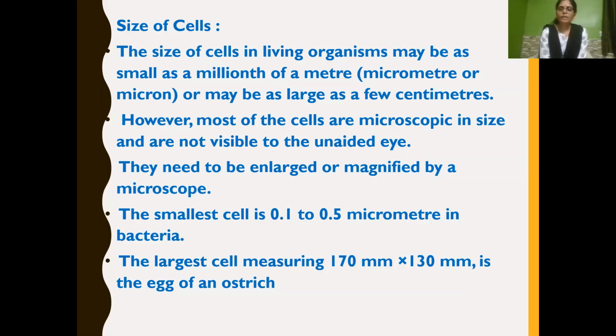And the largest cell, measuring 170 millimeter into 130 millimeter, is the egg of an ostrich. Give one example of the smallest cell: the cell of bacteria is the smallest cell. The size is 0.1 micrometer to 0.5 micrometer. Example for the largest cell: egg of an ostrich. What is the size? 170 millimeter into 130 millimeter.